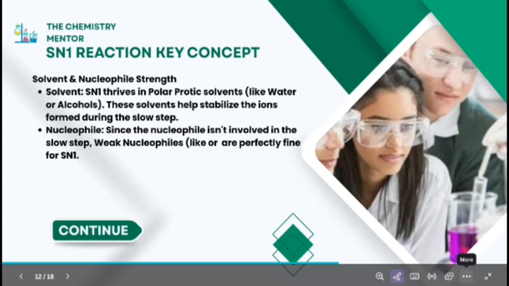Think of it like a safety net. Solvent holds everything steady while the reaction progresses.